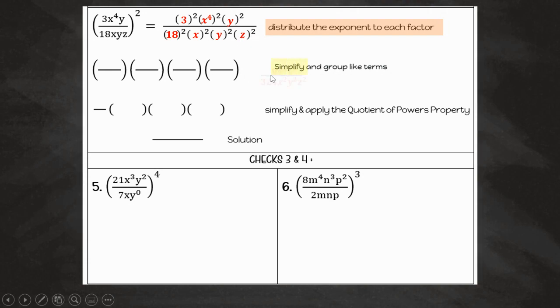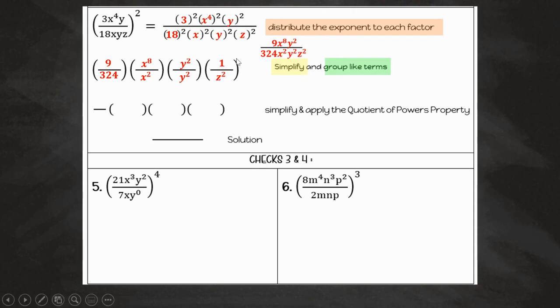Okay, if I simplified all of that, this is what I would get. I would get 9x to the power of 8, y squared, over 324, x to the power of 2, y to the power of 2, z to the power of 2. So now, just like I did in my first example, I'm going to group my like terms and variables. So 9 over 324 are my coefficients. X to the 8 over x to the power of 2. Y to the power of 2 divided by y to the power of 2. And 1 over z to the power of 2.